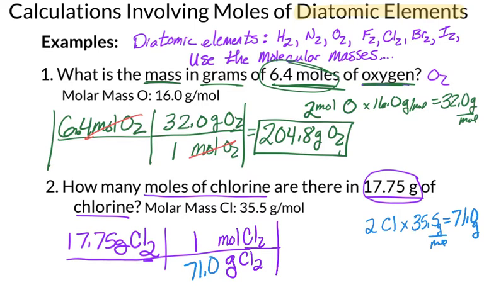In your calculator, you're going to take 17.75 and divide that by 71. We're going to cross out those grams, and the answer will be in moles, and the answer then is 0.25 moles of chlorine, Cl2.